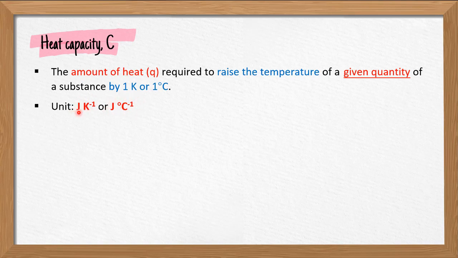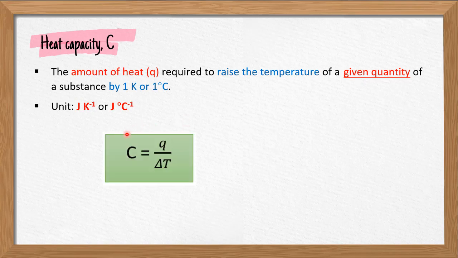So it is the amount of heat required to raise a given amount of substance by 1 Kelvin, or the amount of heat required to raise the temperature by 1 degree Celsius for a given quantity. This given quantity means any quantity. It can be 1 gram, 100 grams, 50 grams, 0.25 grams, and so on.